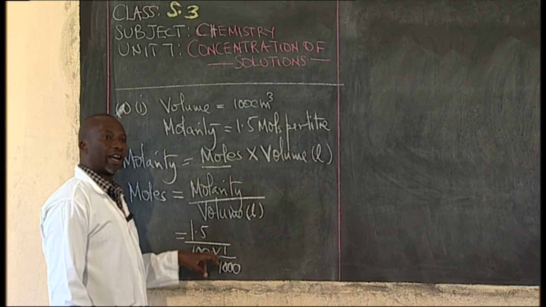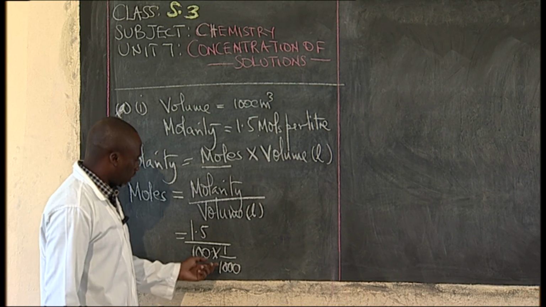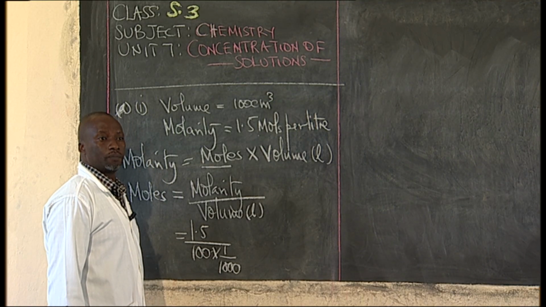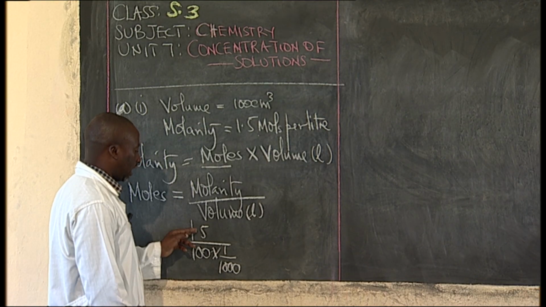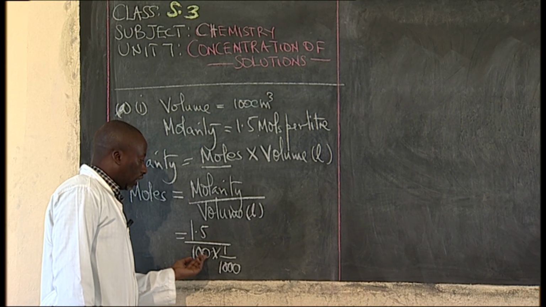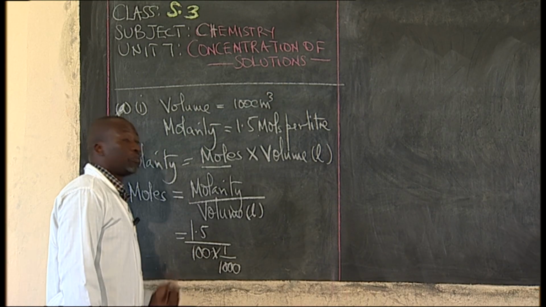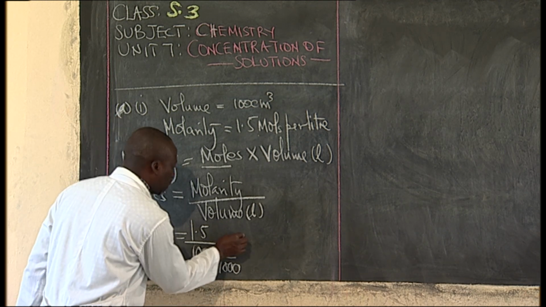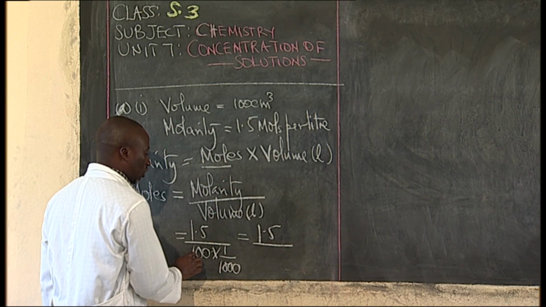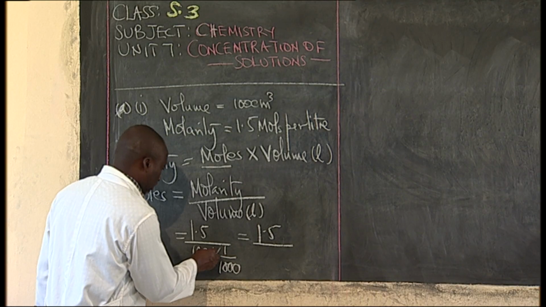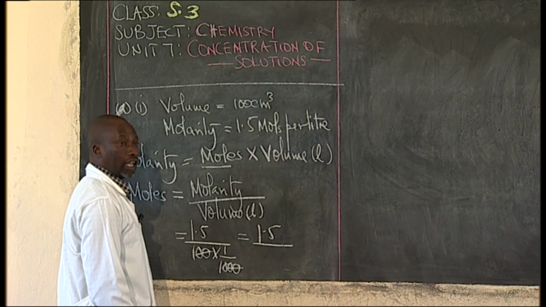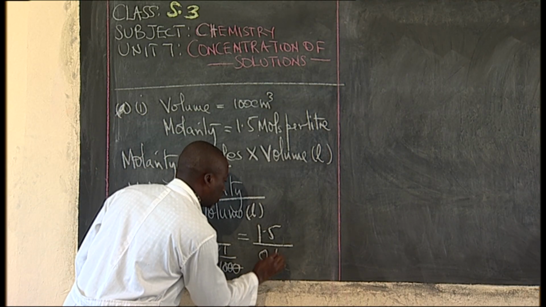So we need to convert this into a liter. That's why we multiply by 1/1000. So the volume that we will get here will be in liters, equal to 1.5. When you divide 100/1000, just cancel the zeros, that is 1/10. So 1/10 is the same as 0.1.